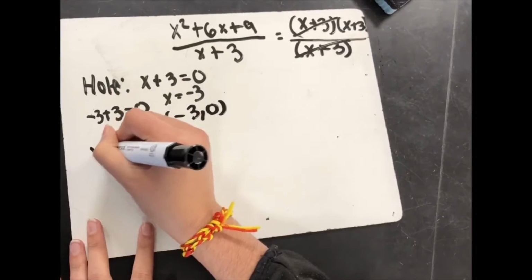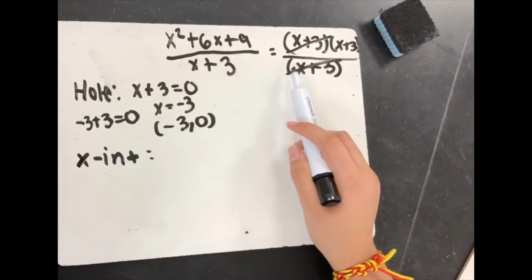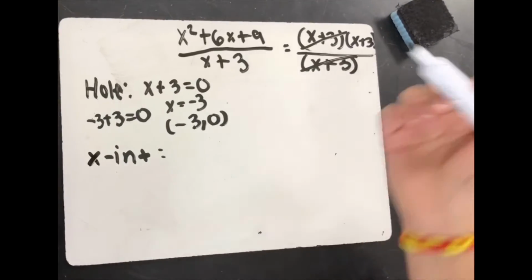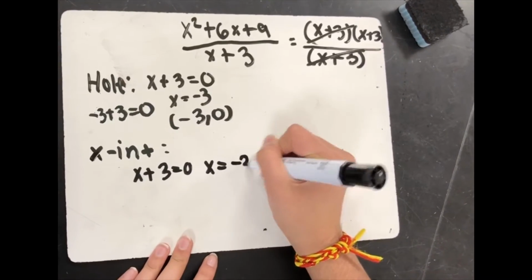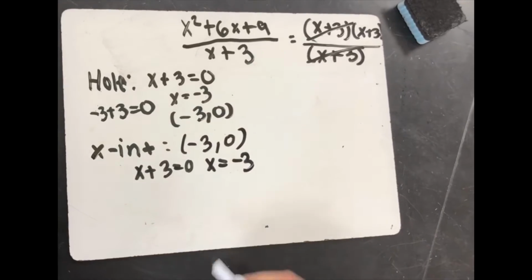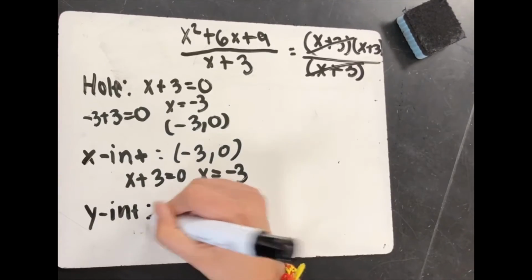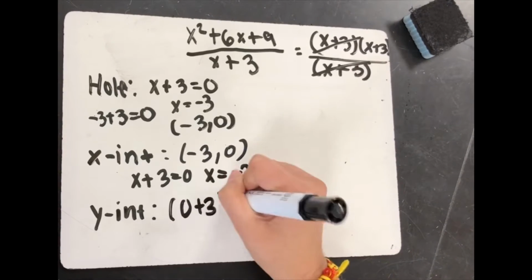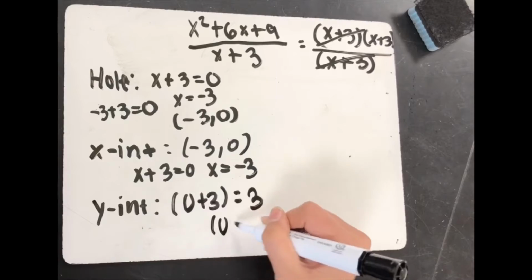For the x-intercept, we have to set the numerator equal to 0. Since it's already been simplified, we get that the x-intercept is negative 3. So the x-intercept is located at negative 3, 0. For the y-intercept, we have to set all the x values equal to 0. In this case, we only have 1 x plus 3. So we set x equal to 0, and we get 0, 3.